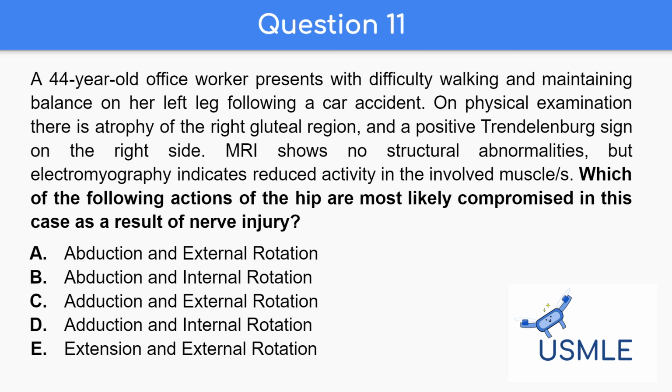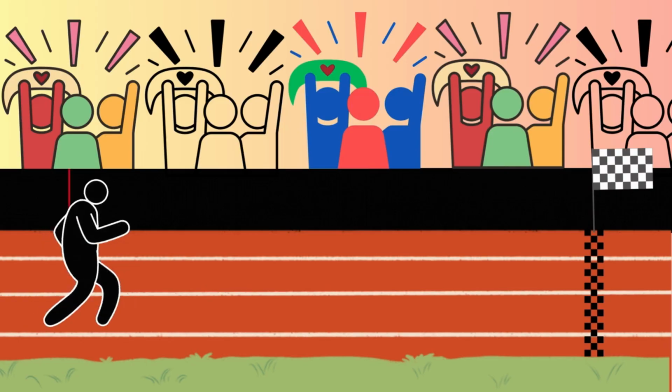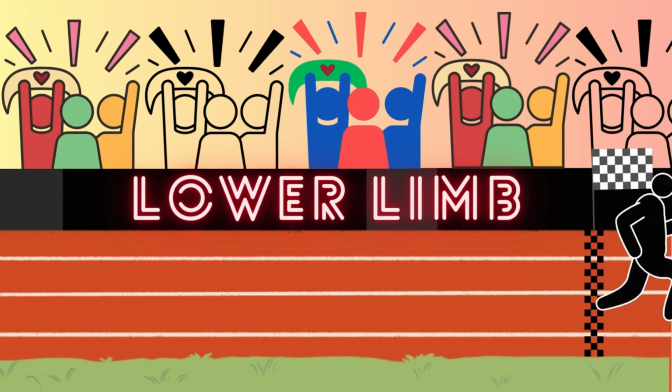MRI shows no structural abnormalities, but electromyography indicates reduced activity in the involved muscles. Which of the following actions of the hip are most likely compromised in this case as a result of nerve injury? A. Abduction and external rotation. B. Abduction and internal rotation. C. Adduction and external rotation. D. Adduction and internal rotation. E. Extension and external rotation. Think about your answers and we will revisit this later.